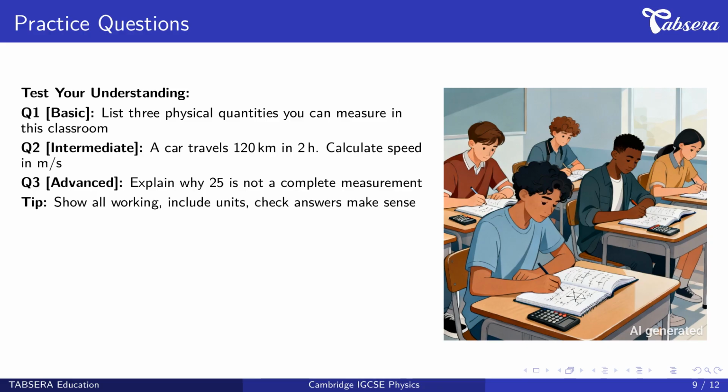Question 2 is intermediate. It states, a car travels 120 kilometers in 2 hours. Calculate the speed in meters per second. This requires unit conversion and calculation skills we've discussed. Question 3 is advanced. The question is, explain why 25 alone is not a complete measurement. This tests your understanding of why units are essential in physics.